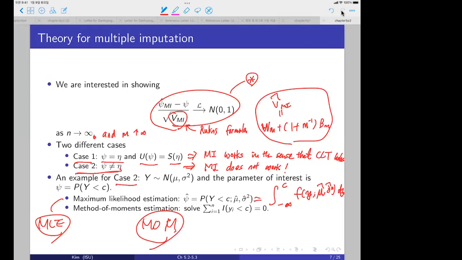Sure, may I ask about case one? In this case, the posterior mean converges to the MLE of the observed likelihood? Exactly. So case one is good news. MI works very well, but it's not really clear why we do multiple imputation if it's only applicable to MLE. But anyway, let's move on.